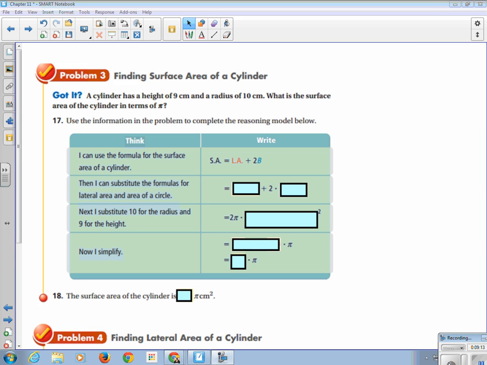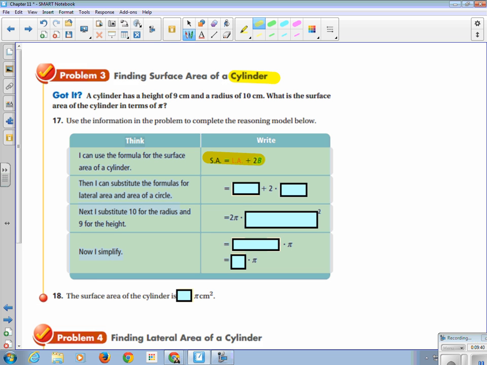Okay, now we're transferring our brains. We are not doing prisms anymore. We are doing cylinders. So we're going to take the formula for a prism and apply it to a cylinder. So we want to find the lateral area. So think about it, I'm hugging a cylinder.